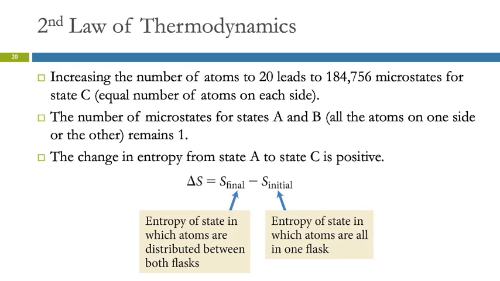If you increase the number of atoms from 4 to 20, now you get 184,756 microstates for state C, where you have an equal number of atoms on each side. But the number of microstates for A and B stay the same. Each has 1. So the change in entropy going from state A to state C is positive because the final entropy is larger than the initial entropy.